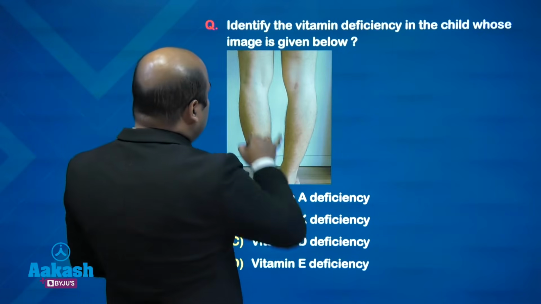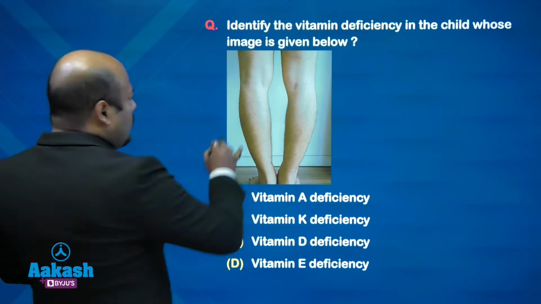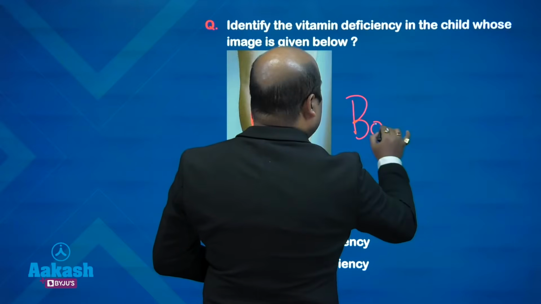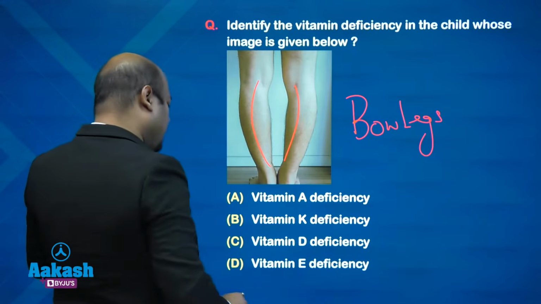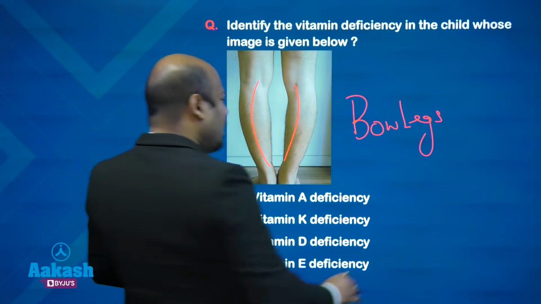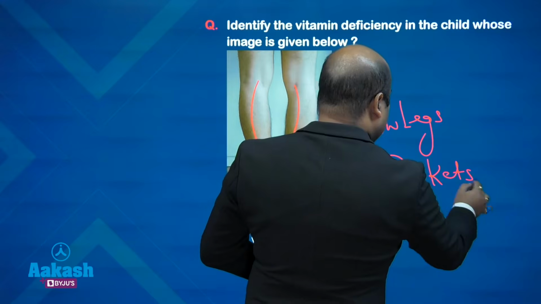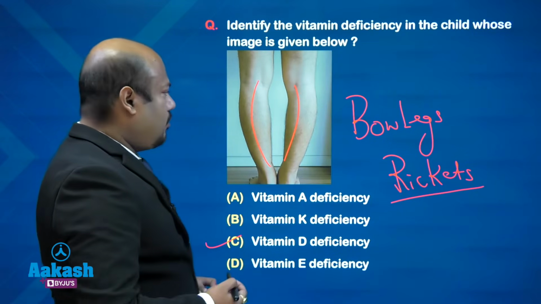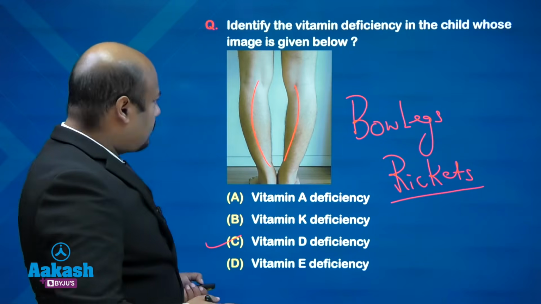Look at this one. What is this? Identify the vitamin deficiency in the child whose image is given below. So look at the pattern of the leg like this. We call this bow legs. And we know that bow legs, knock knee, these are all vitamin D deficiency, okay? They are part of which disease? Rickets. We know that vitamin D deficiency in children will cause rickets. In adults, it will cause osteomalacia. So bow legs and knock knee, answer is vitamin D deficiency, rickets, okay?